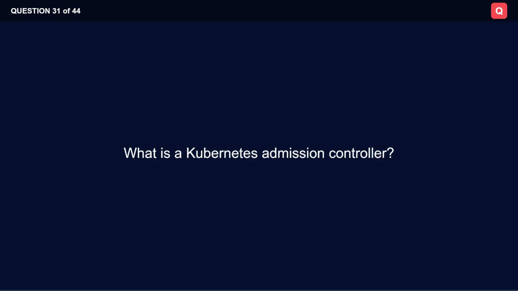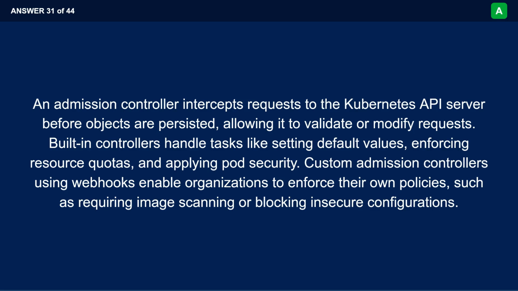What is a Kubernetes admission controller? An admission controller intercepts requests to the Kubernetes API server before objects are persisted, allowing it to validate or modify requests. Built-in controllers handle tasks like setting default values, enforcing resource quotas, and applying pod security. Custom admission controllers using webhooks enable organizations to enforce their own policies, such as requiring image scanning or blocking insecure configurations.